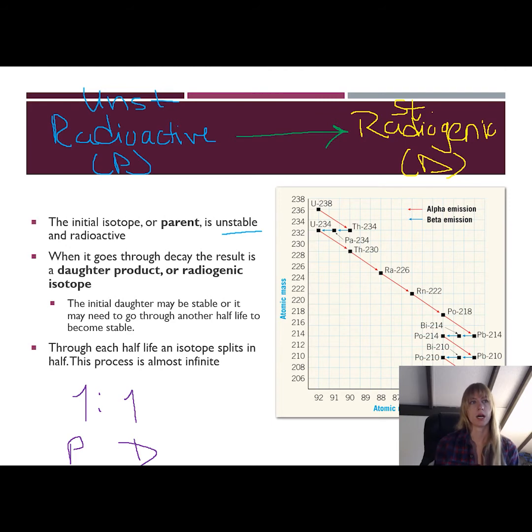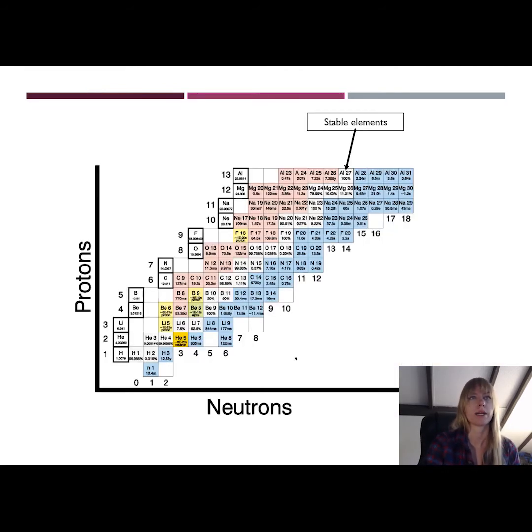Okay. But remember, your unstable radioactive parent, at what we're looking at, will become a stable radiogenic daughter. Radioactive to radiogenic. Parent to daughter. Unstable to stable. Okay, cool. All right, so like I said, not all elements are stable. Not all elements are unstable. So this line right in here of white is our stable elements, okay?